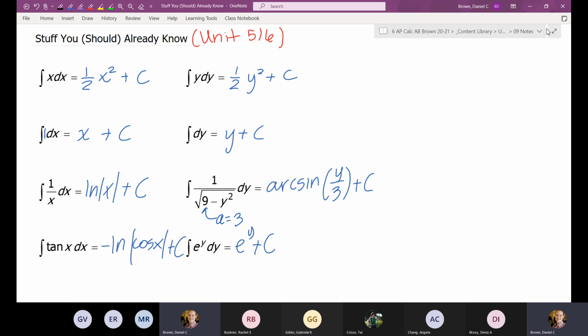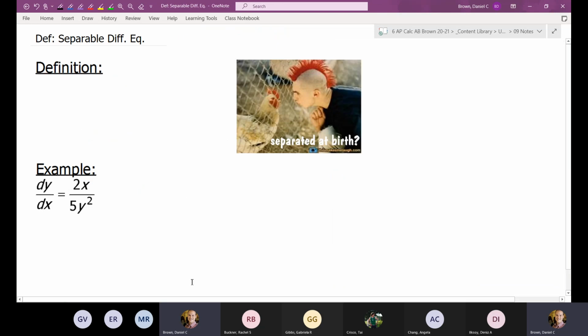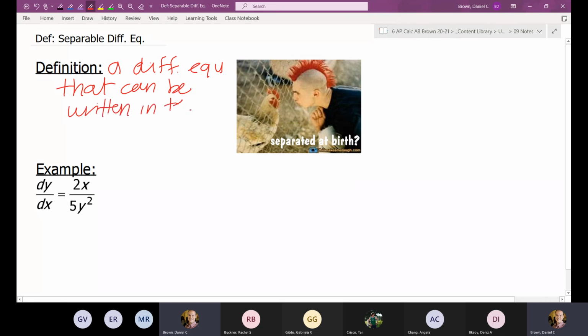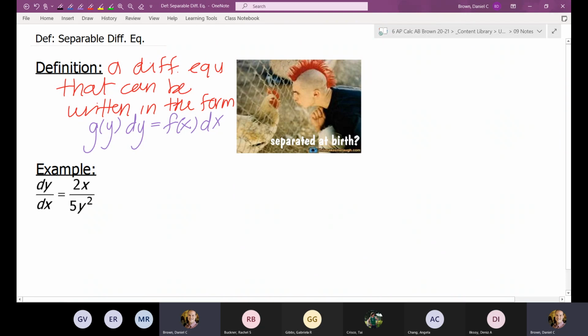So what is a separable differential equation? Besides being the only type of equation you need to know how to solve in this unit, it is going to be one that's written in a certain way. So a separable differential equation is going to be a differential equation that can be written in the form g of y dy is equal to f of x dx, which I think makes it look a little more complicated than it actually is.